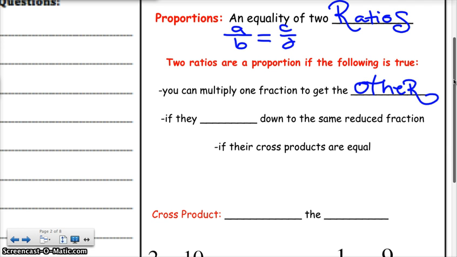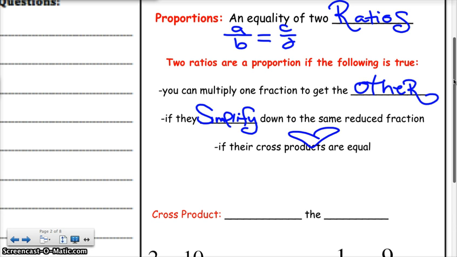If they simplify down to the same reduced fraction, they're a proportion. That's fine and dandy. That's more 5th and 6th grade level work.